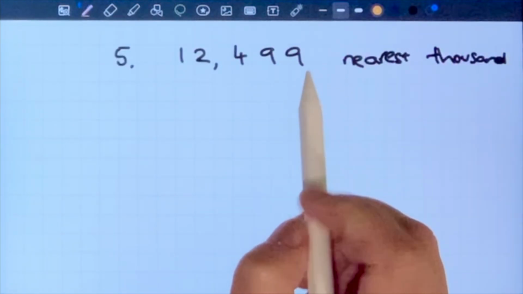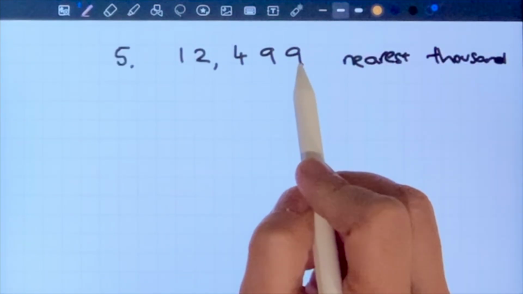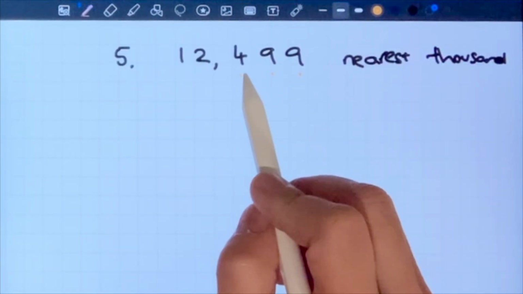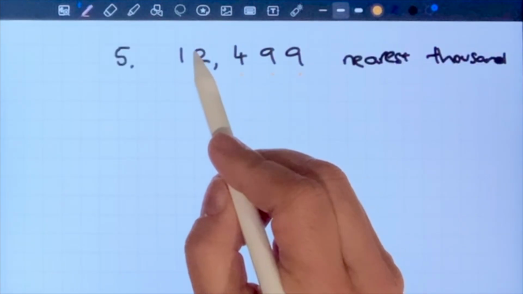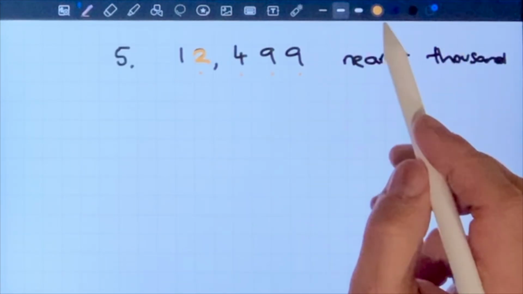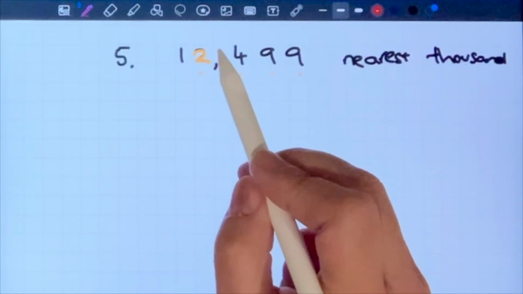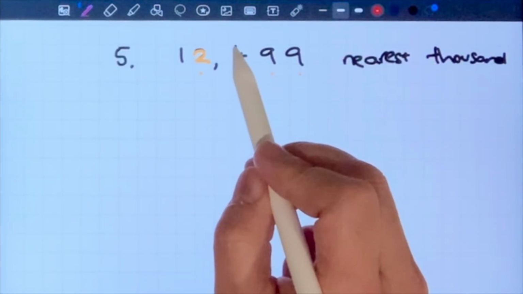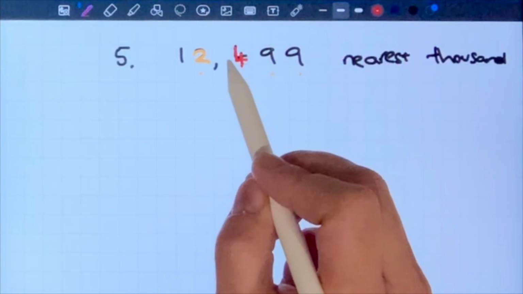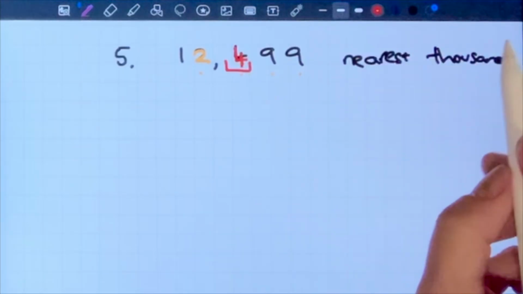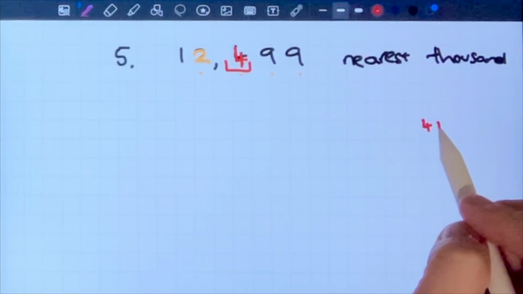So I'm going to identify my thousands column. So units, tens, hundreds, thousands. Okay. So to know if that will get rounded up or down, I look at the digit immediately to its right. That is my critical digit. And in this case, the critical digit is 4.